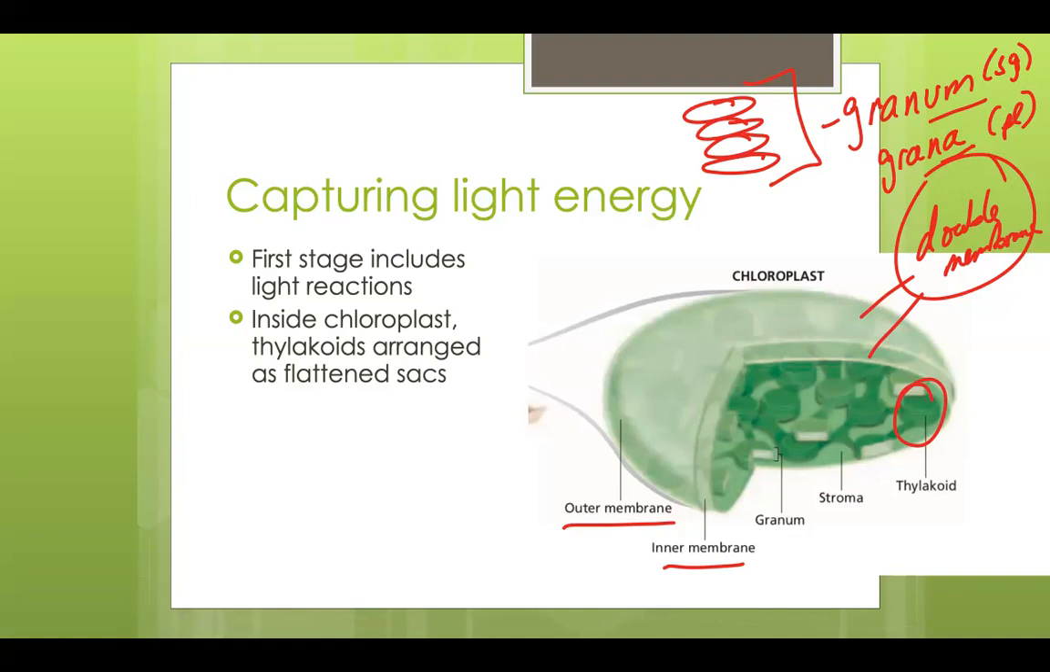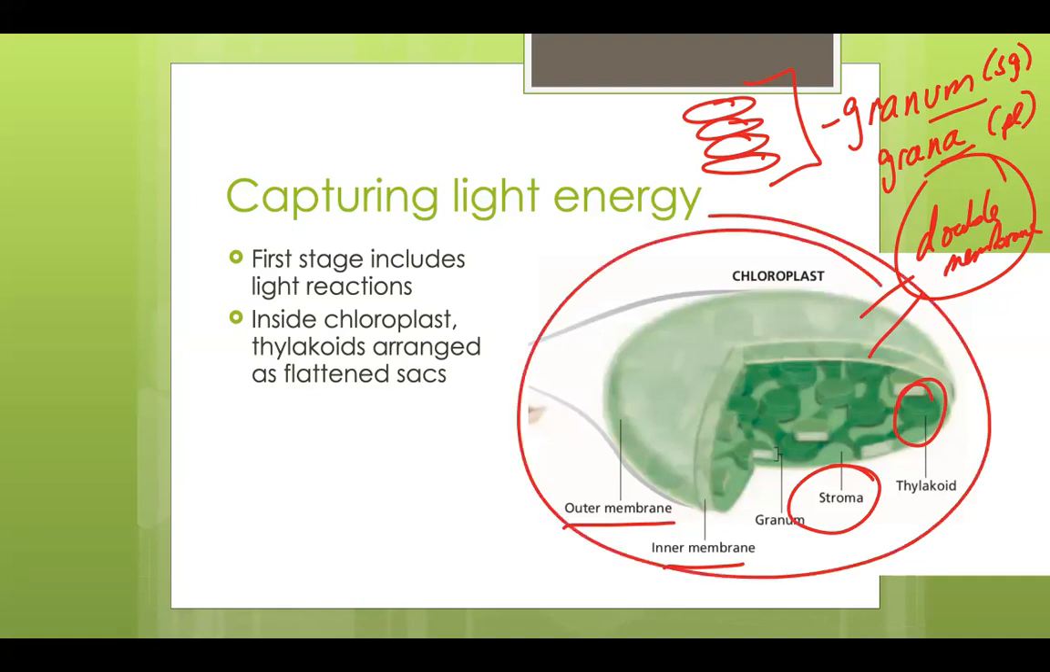Now, outside the thylakoids, you have a solution called the stroma. This is going to be really, really reflective of how photosynthesis works, because you've got one set of reactions that occurs in the membrane of the thylakoids, and a second set of reactions that are going to occur outside of the thylakoids in the stroma, but still within the confines or the boundaries of this organelle. And that's why the structure is so important.